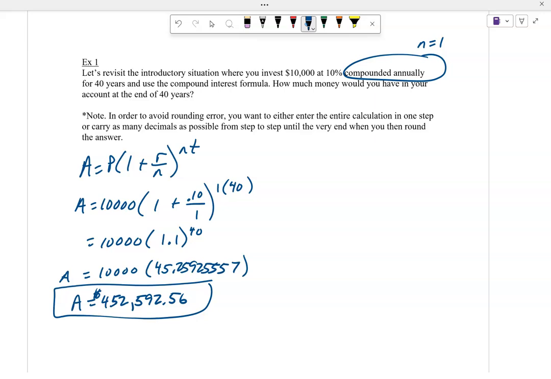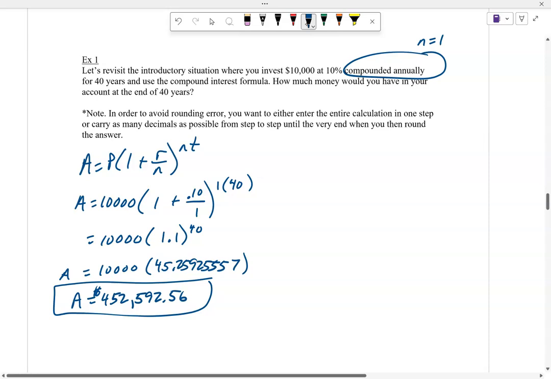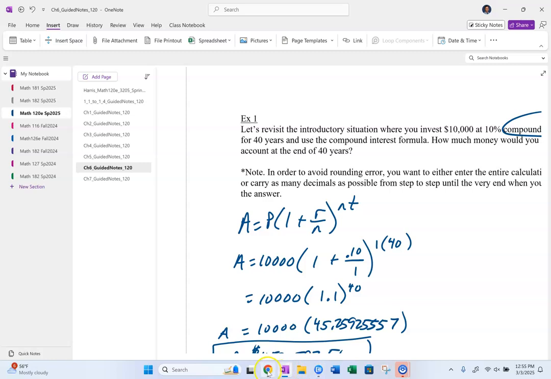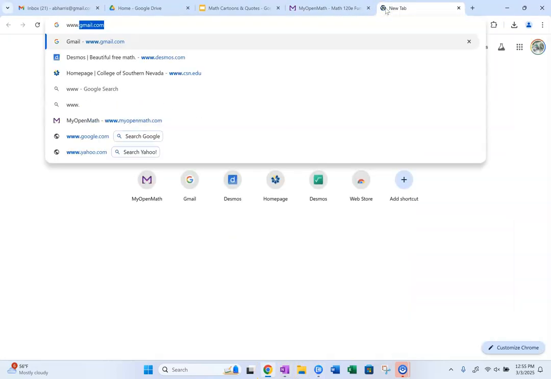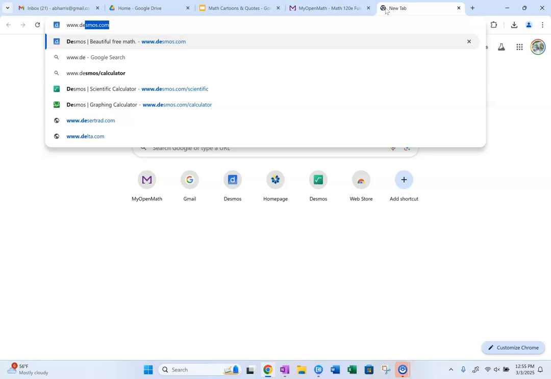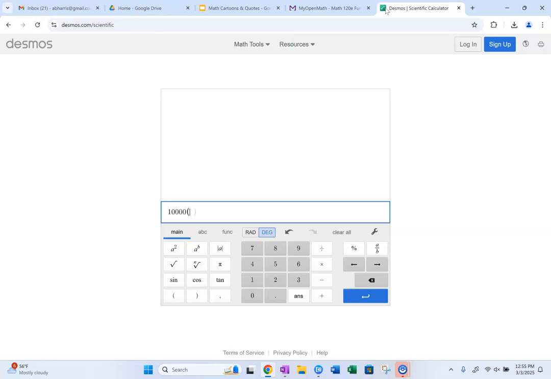And you can do that. Notice I worked that from the inside out. With Desmos Scientific, you can punch that in all at once if you'd like to. So let's go ahead and do that with the scientific calculator. So we had 10,000, 1 plus 0.1 divided by 1.